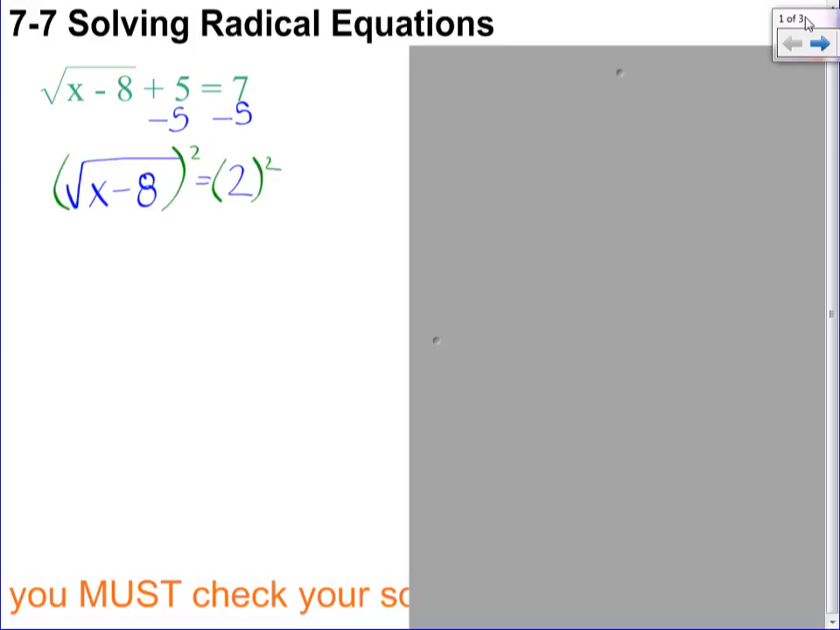Okay, so if we do that, what do we have on the left? Equals 4, and now what? Also not a trick question. Add 8. Okay, so let's do this in our heads really quick. If we put a 12 up here, 12 minus 8, we get 4. Square root of 4 is 2. 2 plus 5 is 7. It works.